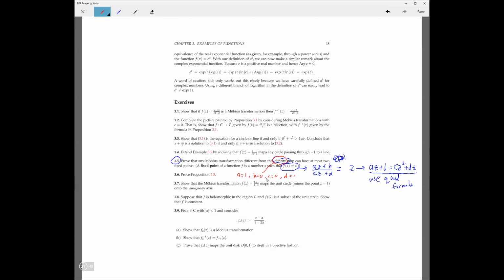So everything's a fixed point with the identity map, because everything maps to itself.